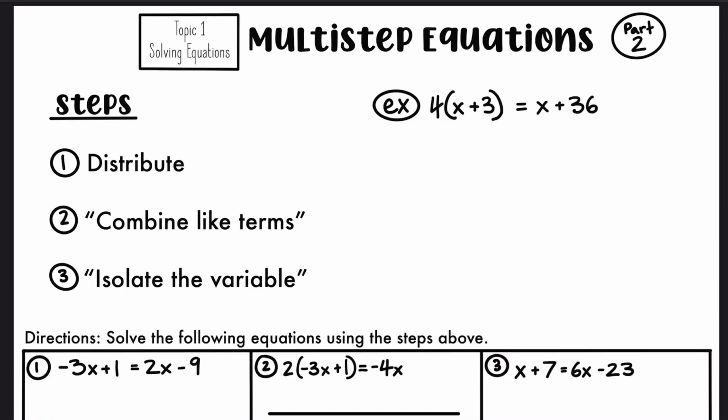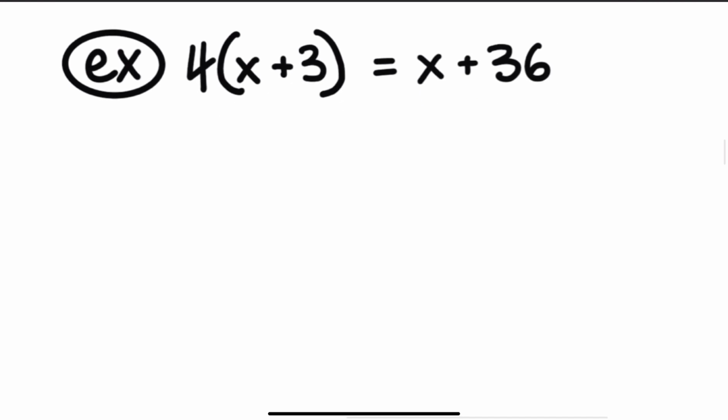Hello, welcome back. We're going to talk about a different kind of multi-step equation. Same steps as before. We're still going to distribute, meaning if we have a set of parentheses, we're going to distribute that outside number by everything that's inside. We are still going to combine like terms, meaning if we have terms that have x's, we're going to add those together, or if we have terms that are constants, we can add those together as well. And then we're also going to isolate the variable, aka get an x by itself and see what it's equal to.